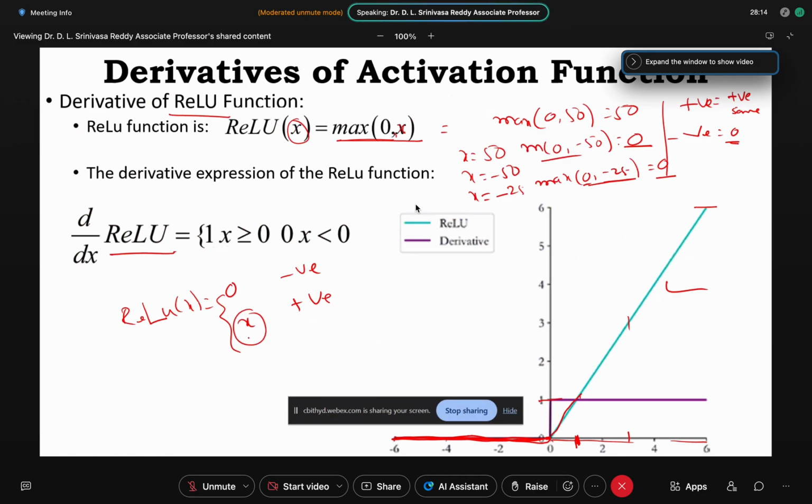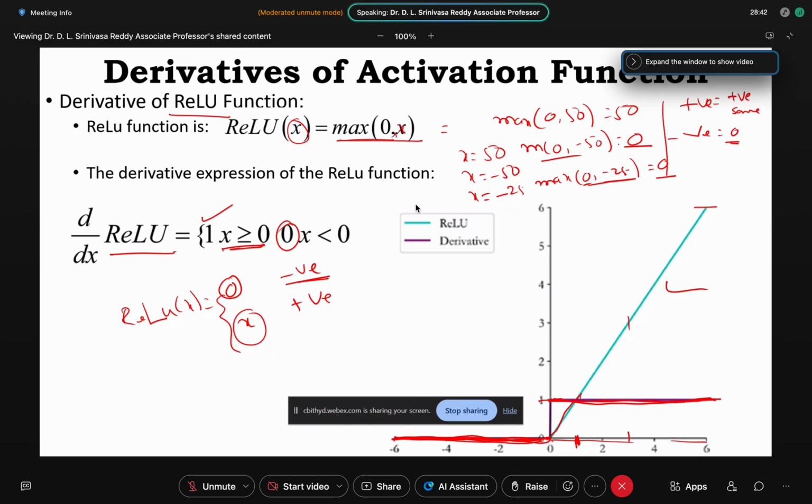That means for x greater than or equal to 0, it is always equal to 1. For x less than 0, the function is 0, and the derivative of 0 is 0 for the negative part. So its derivative is always stable. There is no increment and decrement in the positive part of the ReLU function.